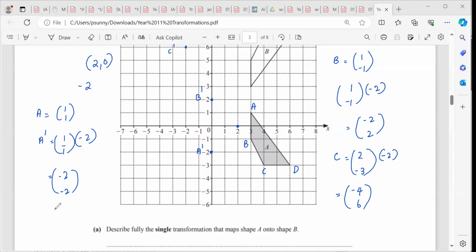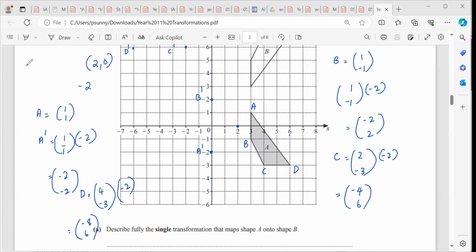And finally, to get D, we need to move from the center of enlargement 4 towards right and 3 down. We multiply with the scale factor minus 2. This will give me 4 times minus 2, minus 8. Minus 3 times minus 2 will give me 6. So from the center of enlargement, I need to move 8 towards left, 1 to 8, and 6 up, 1 to 6. So this will be my D dash.